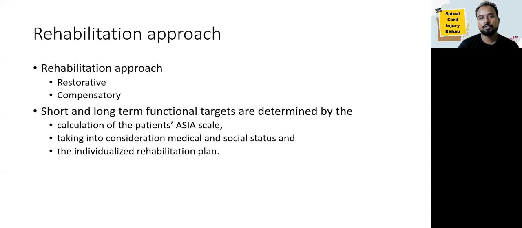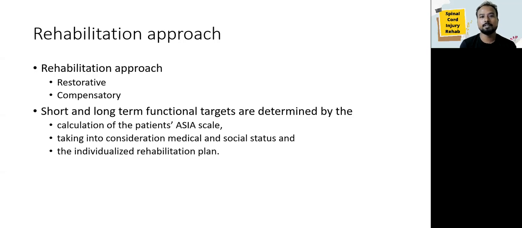As far as rehabilitation of patients with spinal cord injury is concerned, this is broadly divided into restorative approach and compensatory approach. Probably this is a similar approach for other diseases also. Now, what does restorative mean? It is an approach of rehabilitation in which we are trying to regain some of the lost functions, not completely as it was before, but to whatever extent that is possible.